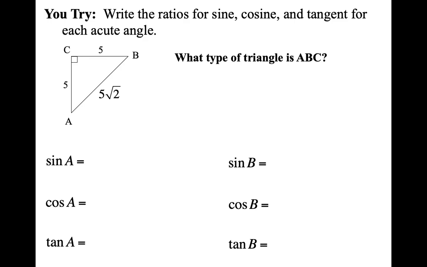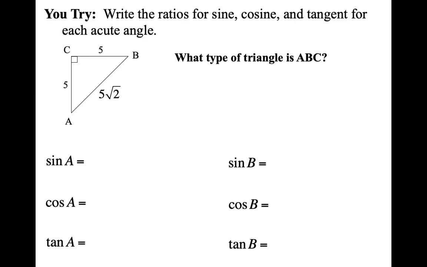So here we have triangle ABC. We want to find the ratios for sine, cosine, and tangent of these. So we want to ask ourselves, what type of triangle is triangle ABC? And so we see that the two legs, AC and BC, are equal. They are both of length 5, and the hypotenuse AB is equal to 5 times the square root of 2. And this is one of our special right triangles. I thought I had that written there, but I don't. This is a 45, 45, 90, the isosceles right triangle.